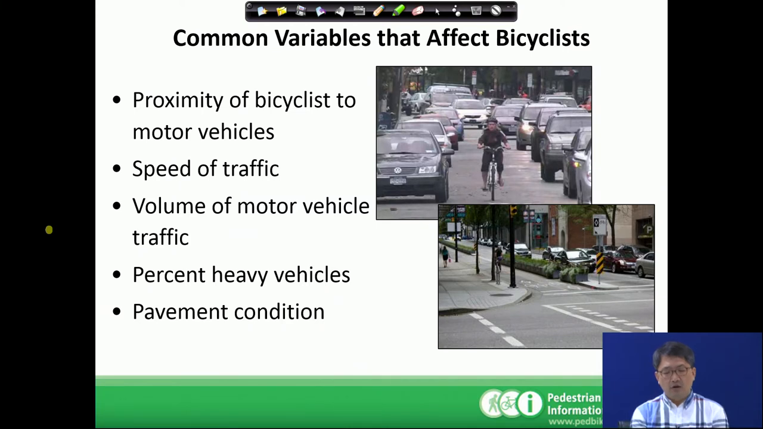As I mentioned here, a lot of variables affect the performance of bicycles. Obviously, how close the bicycle lane or bicycles are to the vehicles. If you can't separate them, this one is mixed use, so this is not safe at all. And this one has separate bike lanes, and that's a lot safer. And also how fast the cars are moving, how many cars are nearby, and heavy vehicles also affect the performance. And then pavement conditions. If you have really rough pavement, that's not good for bicyclists.